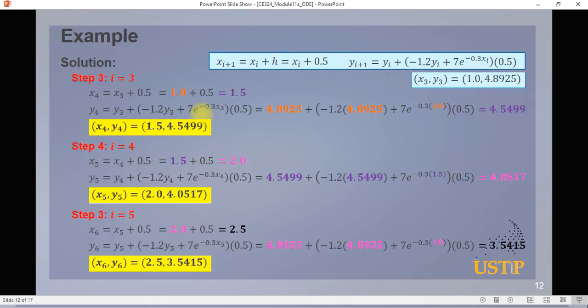Okay, we move on to the modified Euler's method. Is there any question you would like to raise?